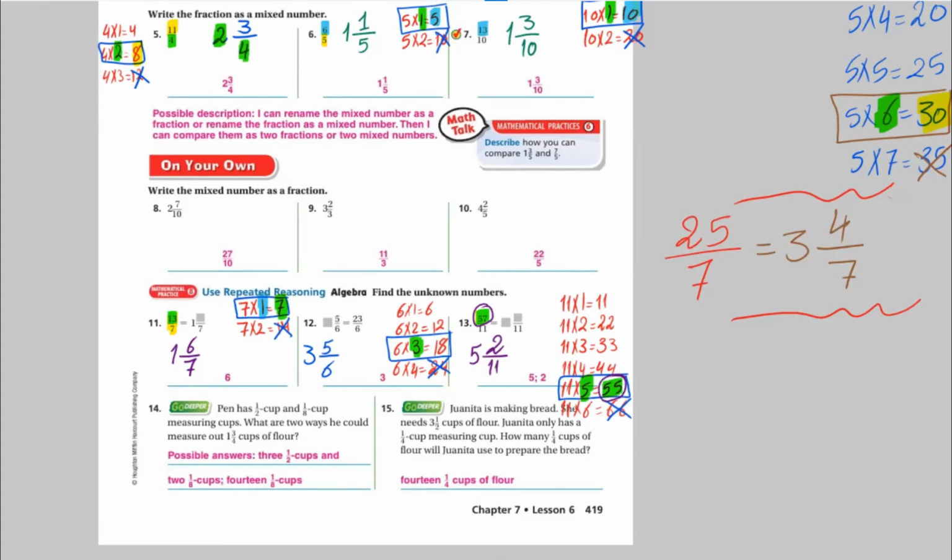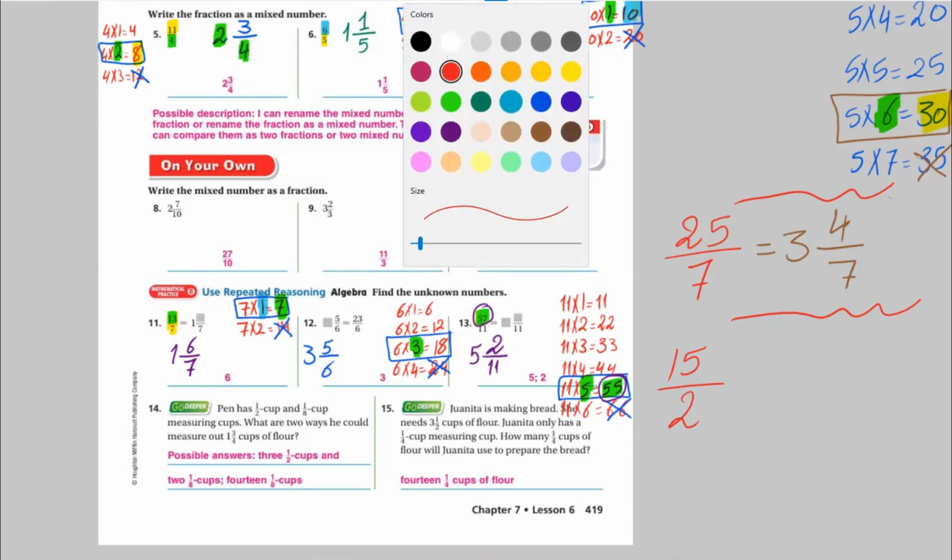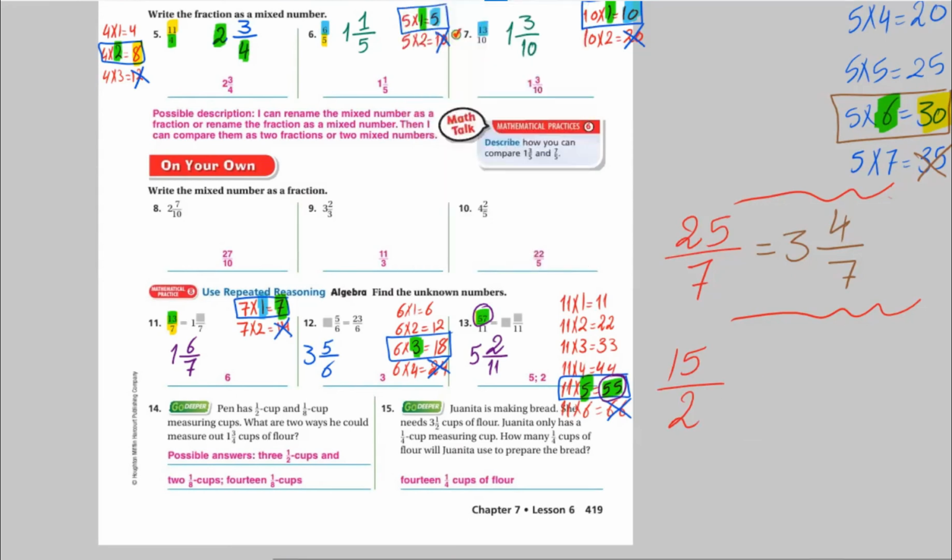Okay, so let's see if we have 15 over 2. Yes, 15 over 2, it will be 7. Excellent. So we're going to write it as 7. And what is the denominator? 1 over 2. You are a genius. You are so genius. Thank you so much, my dear.